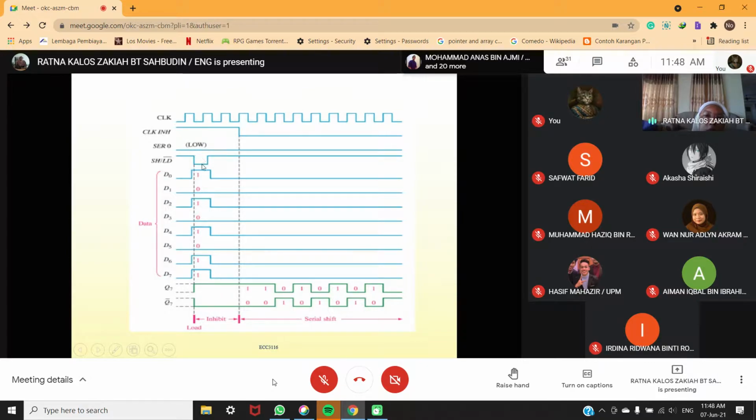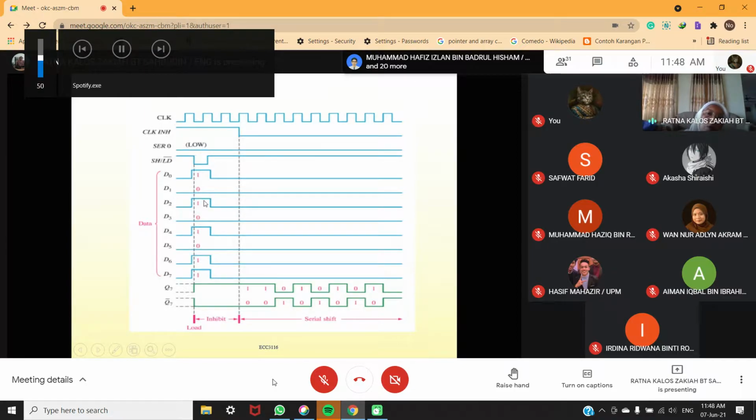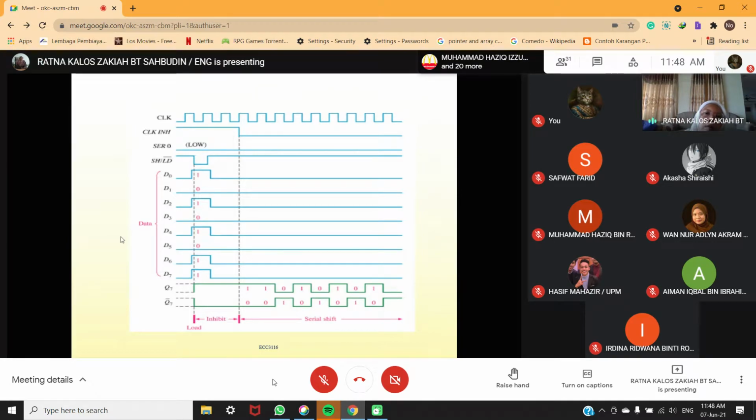For example here, if you look at this waveform, this is low when all the data is low. So you have the data here, 1 0 1 0 1 0 1 1. This is all the data. It will be loaded into the IC simultaneously because this is in parallel, right? And then this part is high, so this is where the data will be shifted. So it will shift to the right here.